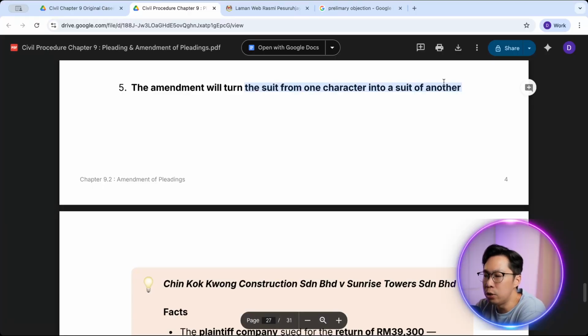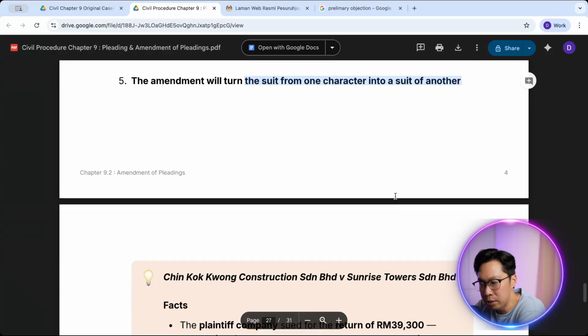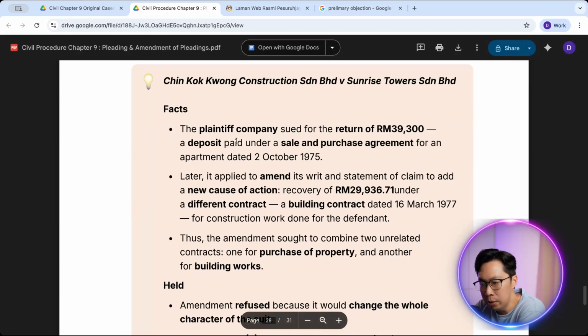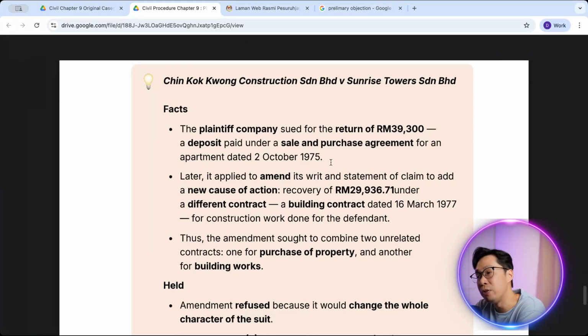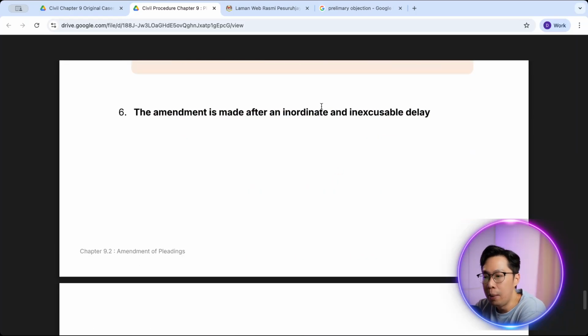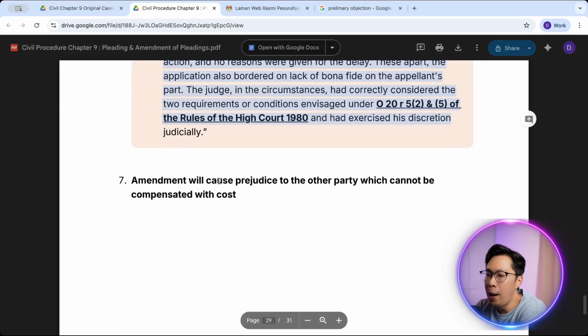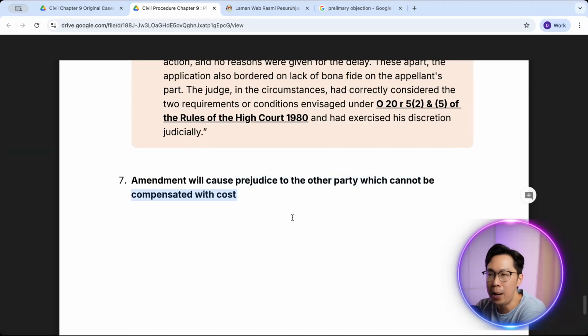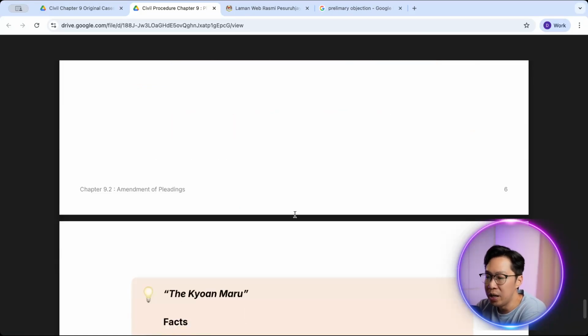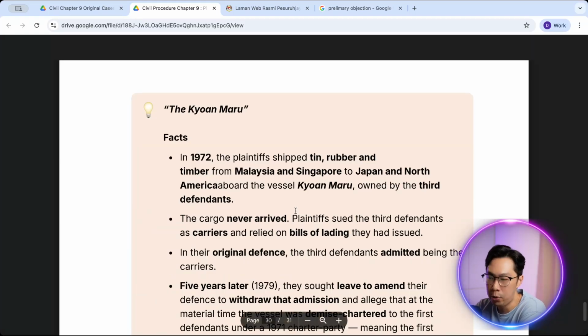Amendment turns the suit of one character into another character. I give you an example. You can read this one. Again, if you can, then you know the case. If you cannot, then never mind. Amendment is made after inexcusably long delay. Again, I give you an example. Amendment will cause prejudice which cannot be compensated by costs. If there is one case in here of an amendment not allowed that you really need to know, it is this old case of Kyon Maru.